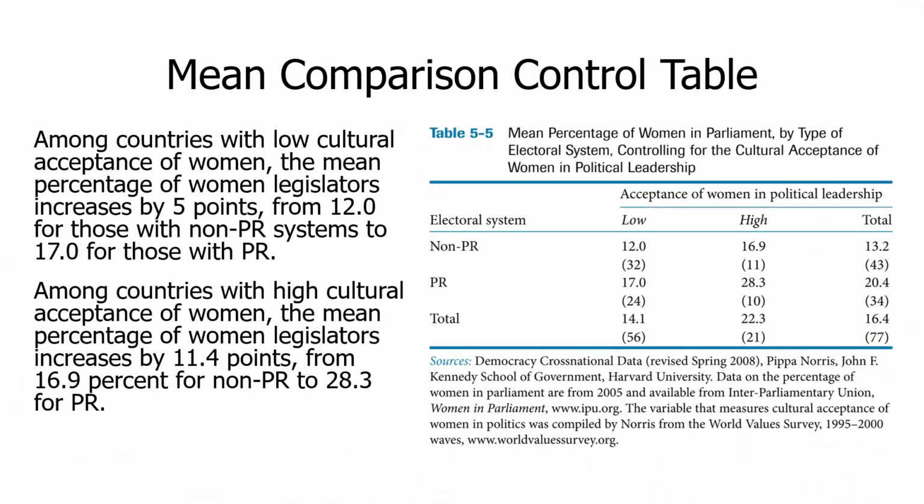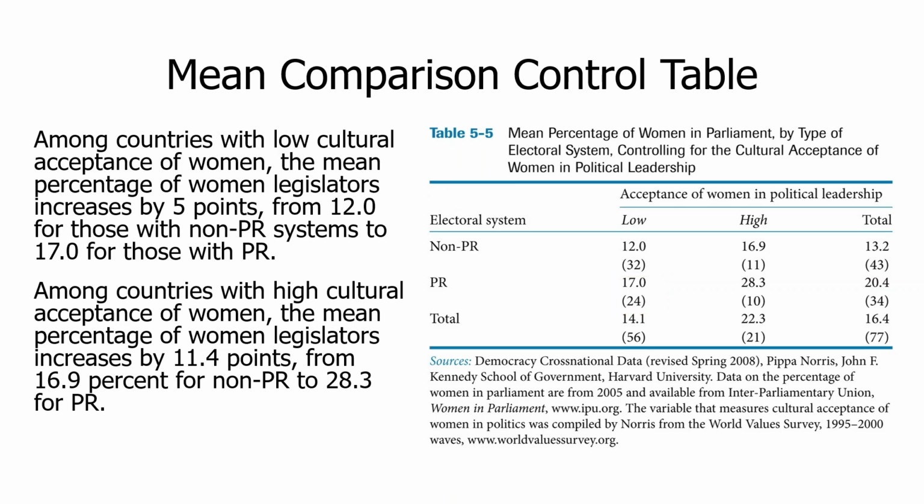Here we're looking at mean percentages of women in parliament by type of electoral system, controlling for cultural acceptance of women in leadership. So again, the independent variable, non-PR, PR, is on the rows, and we would compare, for example, on average, these 32 countries with low cultural acceptance of women, on average 12% of their lower house of parliament are female. And when you switch institutional systems here to PR systems, indeed, the percentage of female parliamentarians goes up by about 5 percentage points, from 12.0 to 17.0.